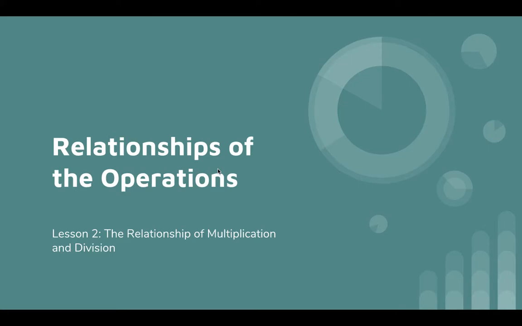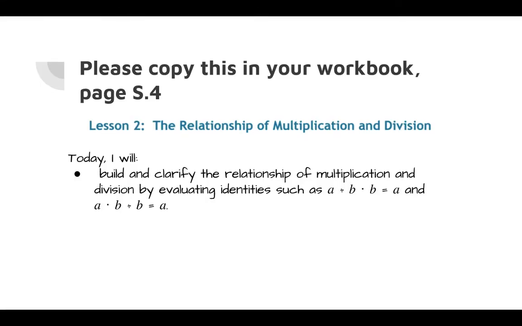All right, guys, moving on to lesson 2, the relationship of multiplication and division. So today, on page S4 of your workbook, you'll find lesson 2, relationship of multiplication and division. Today, I will build and clarify the relationship of multiplication and division by evaluating identities such as A divided by B times B equals A, and A times B divided by B equals A.